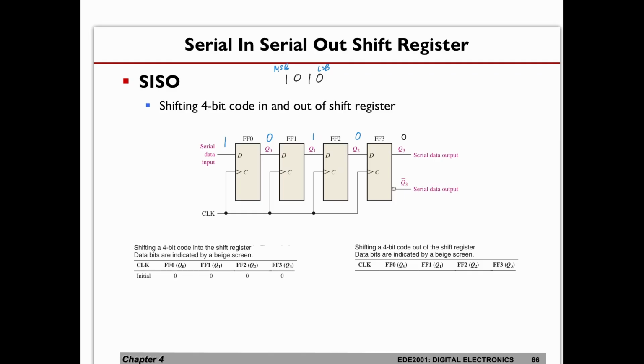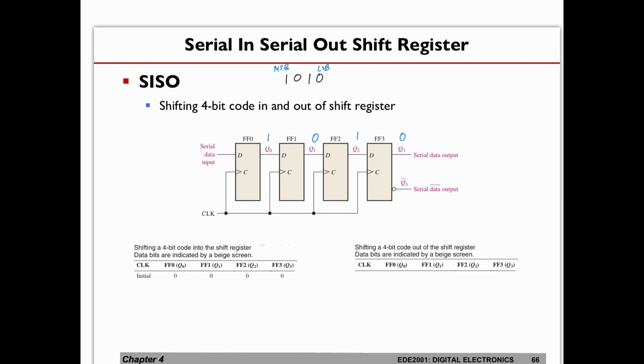Then at the next clock cycle, the output of flip-flop 3 will now be 0 because the input is a 0, and so on and so forth, right? The input of flip-flop 2 is a 1, so the output will be a 1. Then the flip-flop 1 output will become a 0. The output of flip-flop 0 will become a 1, right? So what I have done here is that now the data is being stored already.